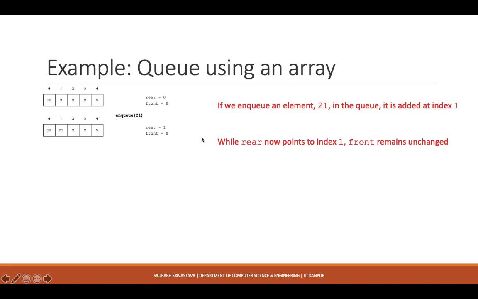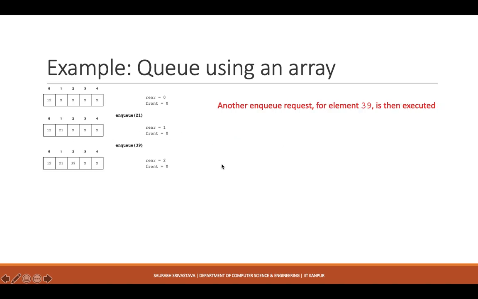But rear moves forward. Similarly, if I get one more request for enqueuing, it gets added at this index 2, and the rear again moves ahead. It moves ahead to point to index 2. Front remains wherever it was. So now front is here, rear is here.